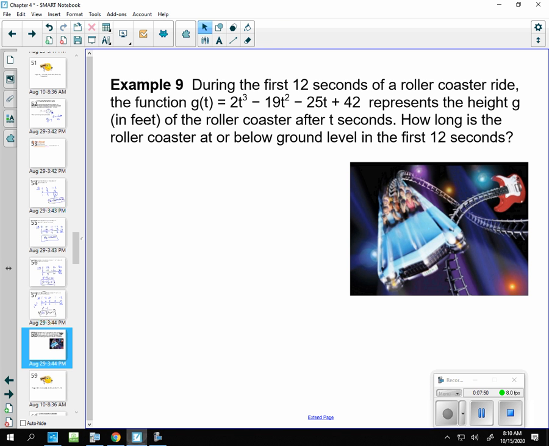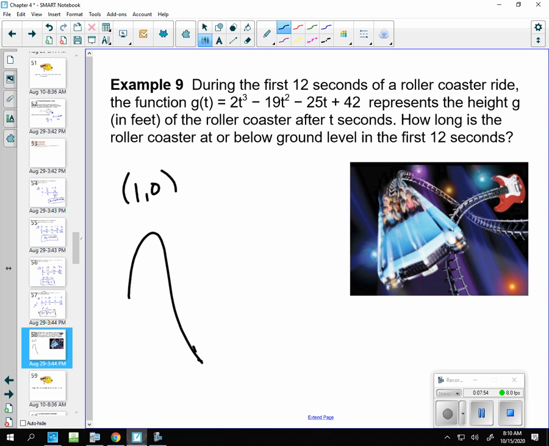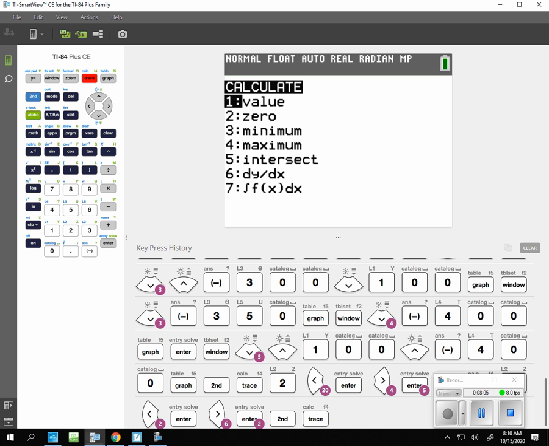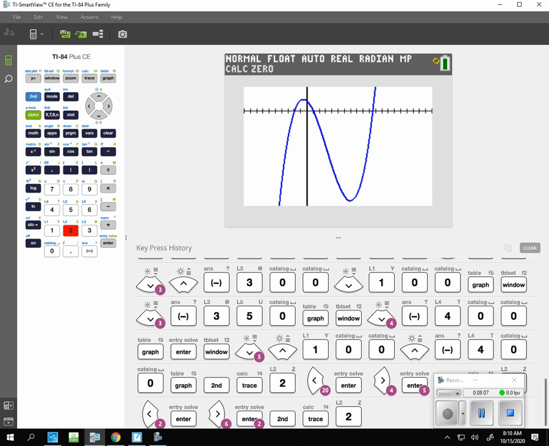So I'm going to go back to my previous slide and write that down, 1, 0. So here's the picture, and that's 1, 0. All right, back to the graphing calculator now. I want the other one. So I'm going to hit second, calculate, another zero, number 2. And this time I'm going to go over by the other point. All right, so I'm going to hit enter.